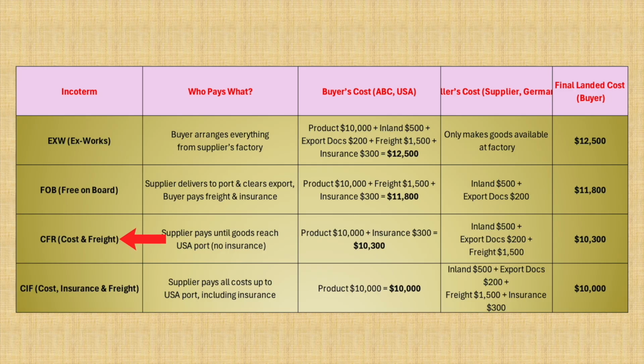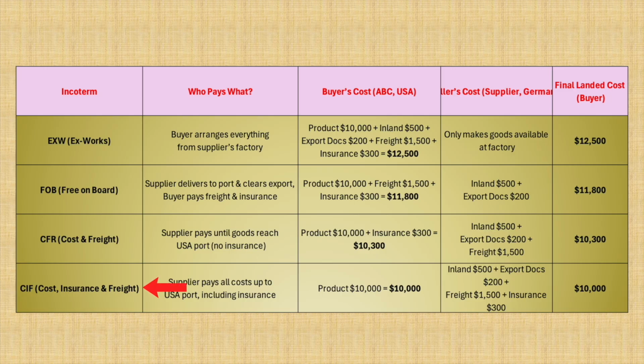Next, Cost and Freight or CFR. The supplier pays until the goods reach the USA port, but insurance is not included. The buyer's cost is product $10,000 plus insurance $300. That makes a total landed cost of $10,300. The seller covers inland transport $500 plus export documents $200 plus ocean freight $1,500.